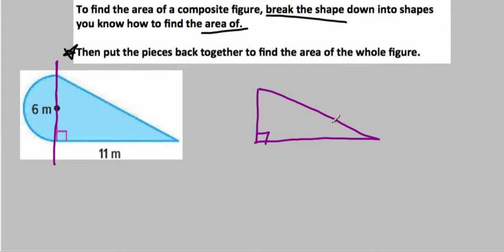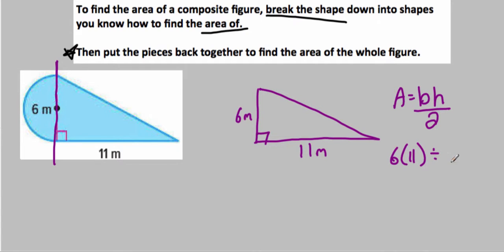So this one's a triangle. To find the area of a triangle, I know I want to do base times height, but then I got to divide by 2. So first I need my base. Well, that's my 11. And then I need the height of my triangle. Remember, always look for that right angle. Well, this measurement going up is this piece right here. That's my 6 meters. So to find my area, I do 6 times 11 divided by 2. 6 times 11 is 66. Divided by 2 is 33. We're dealing in meters, so meters squared. That's the area of just my first shape.